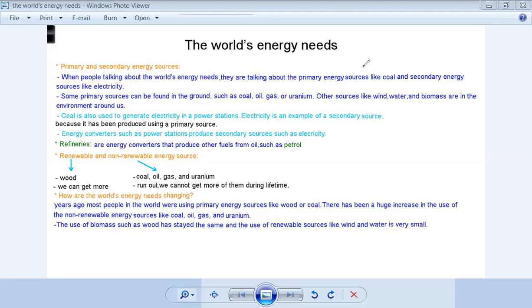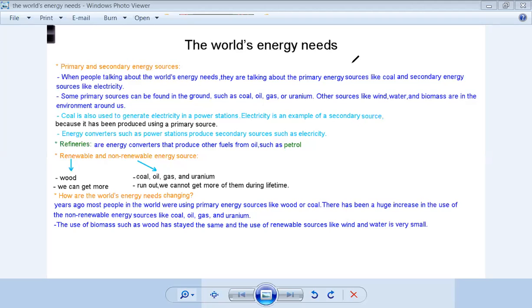Yes, petrol. Okay. We have sources of energy. We all know that we have two kinds of sources of energy. We have renewable and we have non-renewable. Can you tell me what's the meaning of renewable?